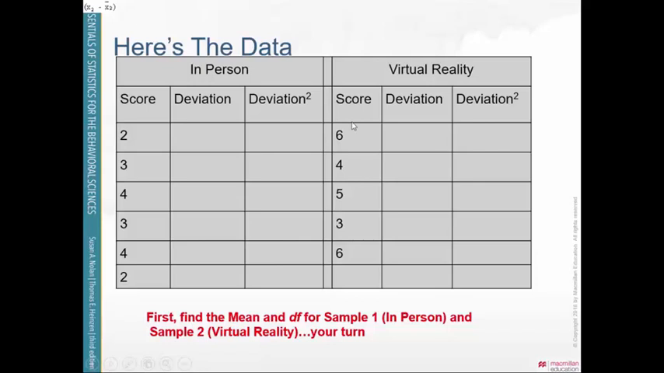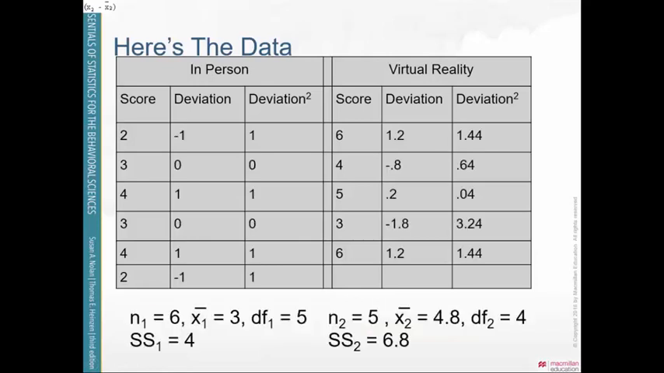And then do the same for these 5. So whatever the mean is for virtual reality, score minus the mean is your deviation score, and then square it. Go ahead and do all of those. And when you do, we have, in this case, 6 people. The mean was 3, degrees of freedom is 5, and your sums of squares was 4, adding those up.